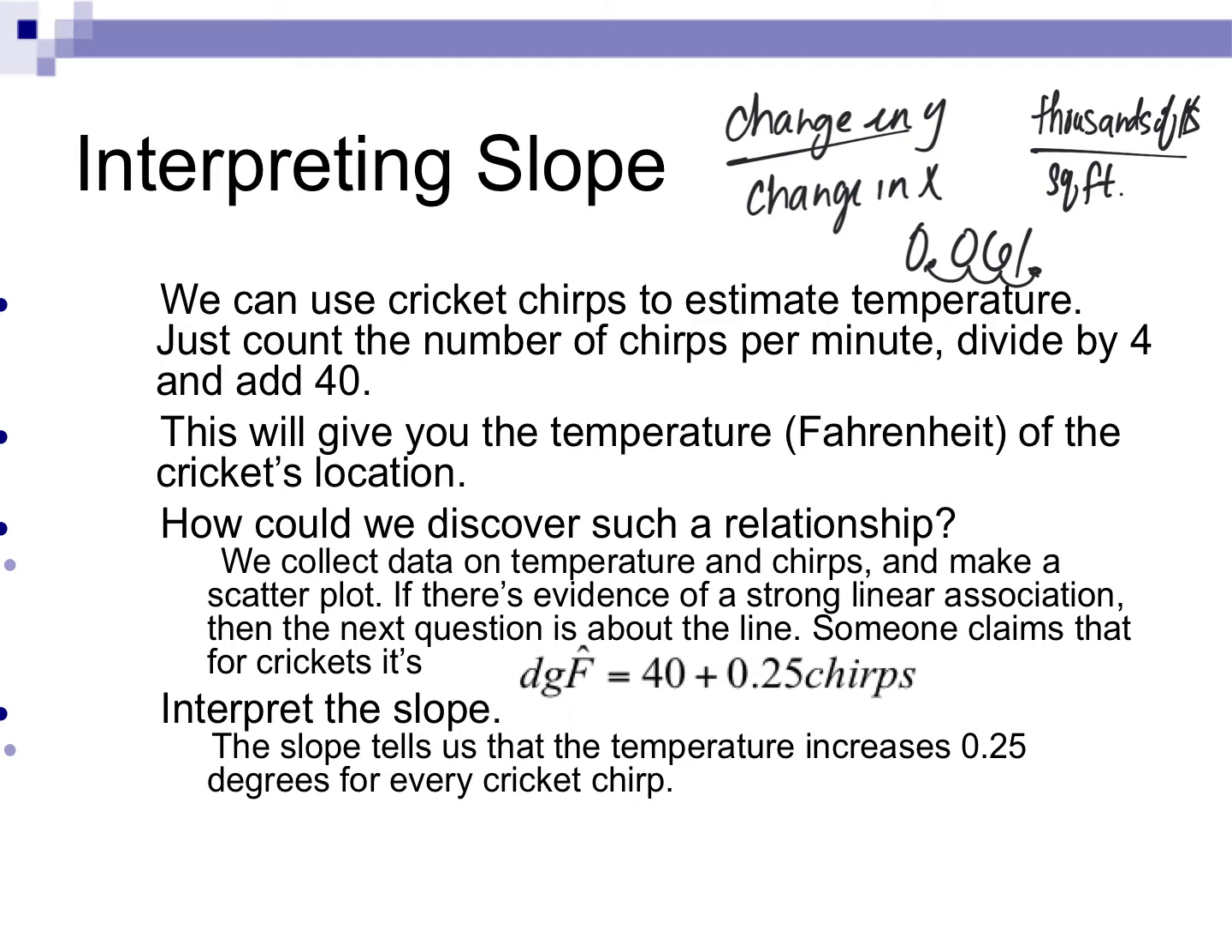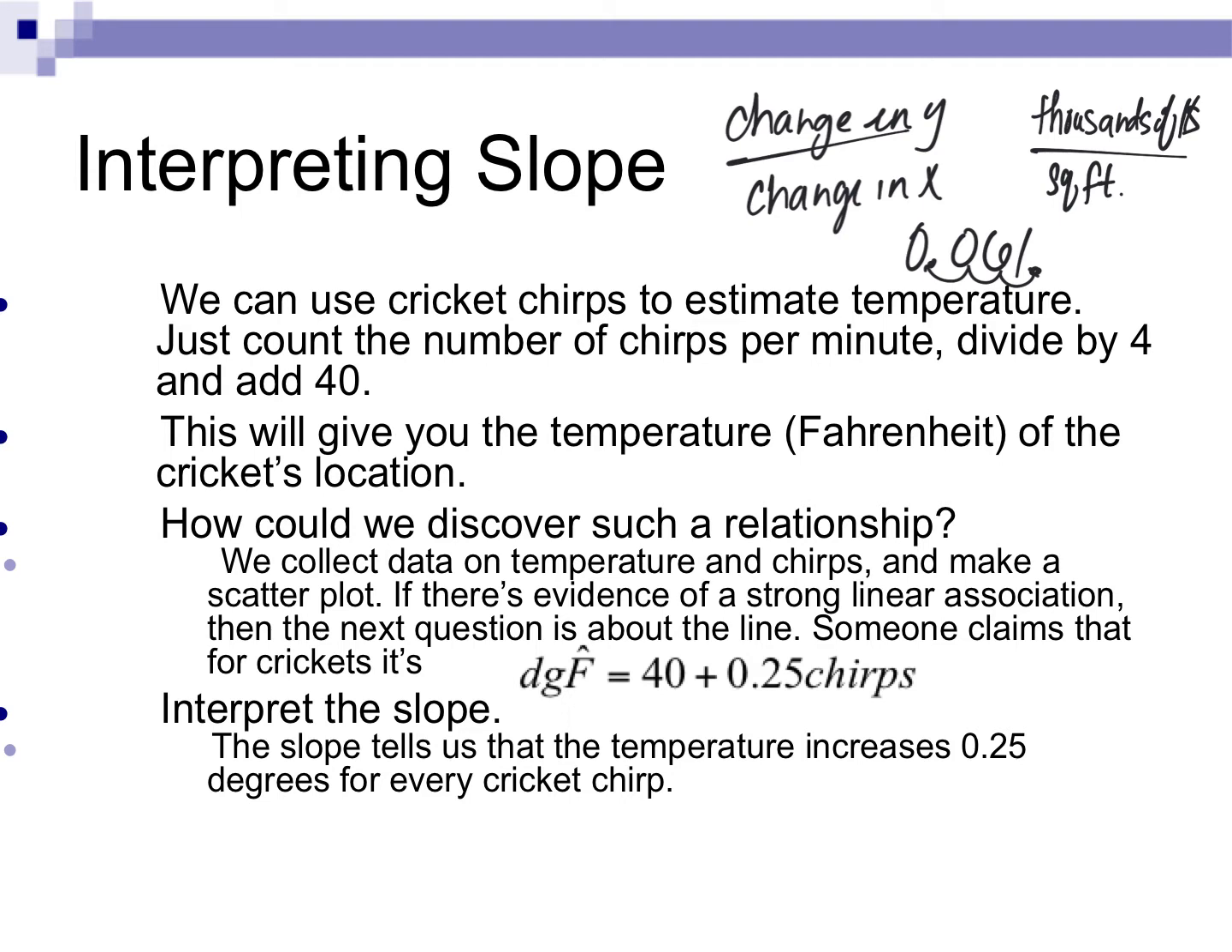So how would we collect such a relationship or discover such a relationship? We collect the data on temperature and the number of chirps, and then we make a scatter plot. If there's evidence of a strong association, then the next question is about the line. Someone claims for crickets, the degrees in Fahrenheit is 40 plus 0.25 chirps.